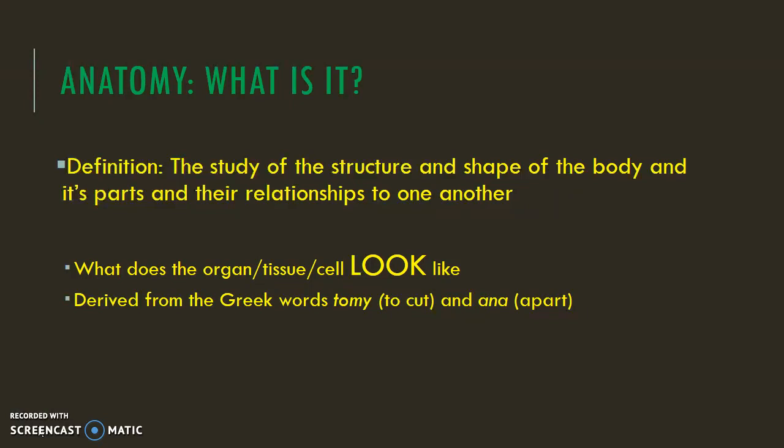So first, let's talk about the difference between anatomy and physiology. They actually are 2 very different terms. That's why you're taking anatomy and physiology, because they are 2 different things. So anatomy is the study of the structure and what it looks like. So this is going to be the shape of it, maybe it has things sticking out of it, what it feels like when you're touching it. That's going to be the anatomy, so what it looks like. And this is derived from the Greek words tomi, to cut, and anat, which means a part.